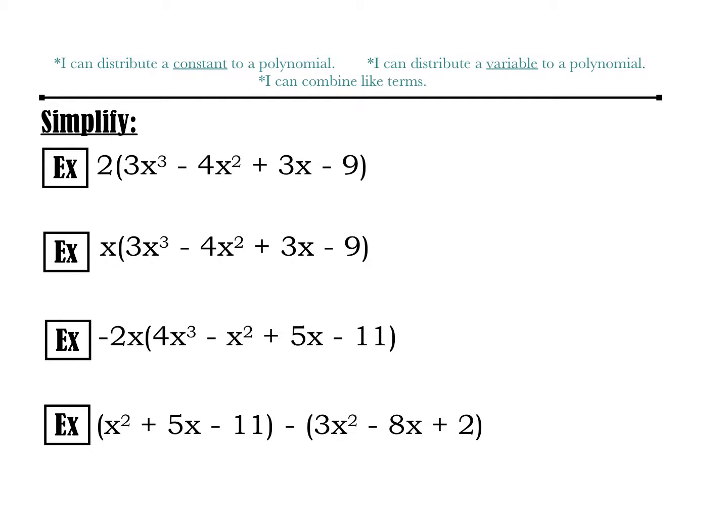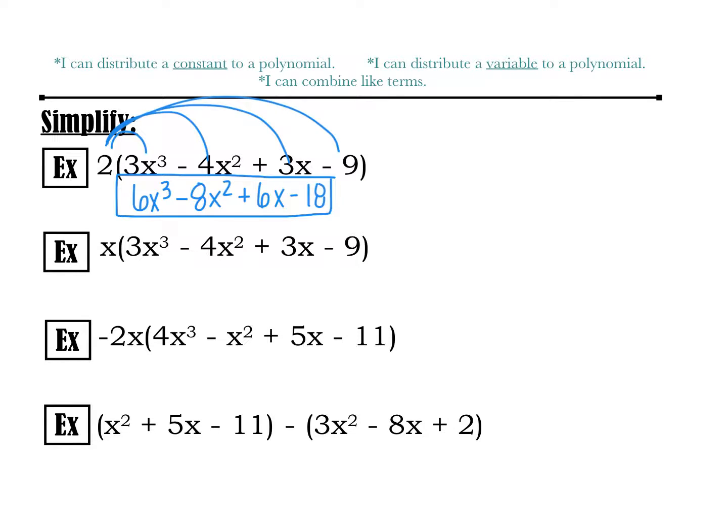All right, so like I said, this is connected to the distributive property. So I'd like you to pause the video and try this first example on your own. So hopefully when you multiplied and distributed that 2 out, because it's 2 times this whole value, so that means everything is getting doubled. You should have ended up with 6x to the third minus 8x squared plus 6x minus 18, because I basically just doubled each term because I multiplied the whole thing by 2.